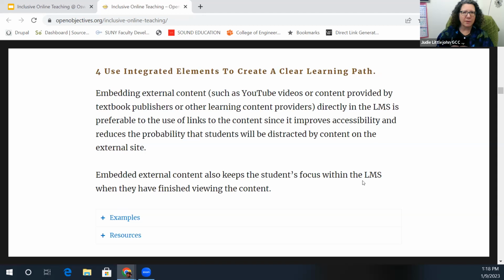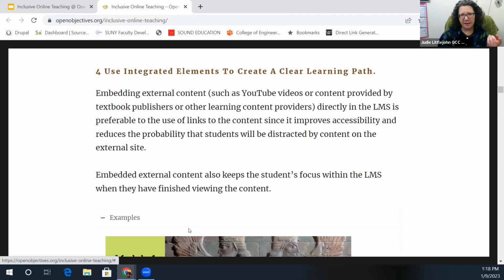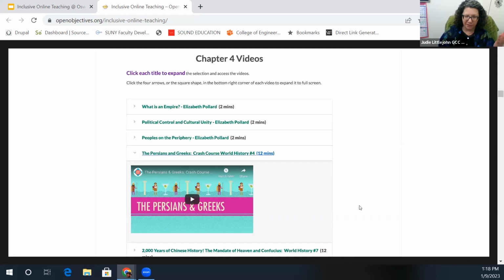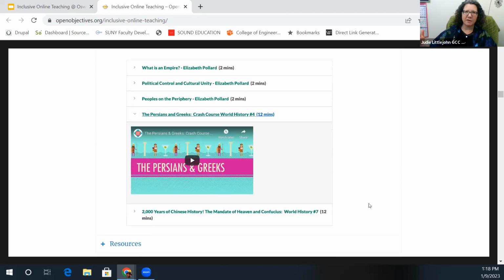The next one we're talking about is using integrated elements to create a clear learning path. And that one is, if John would click on the examples. So this is an example. I mentioned that I have students watch different videos, and sometimes those are part of the Norton materials, but sometimes they're out on YouTube. And so when we're talking about integrated materials, we're talking about pulling the content in. So the students are engaging with it right here.